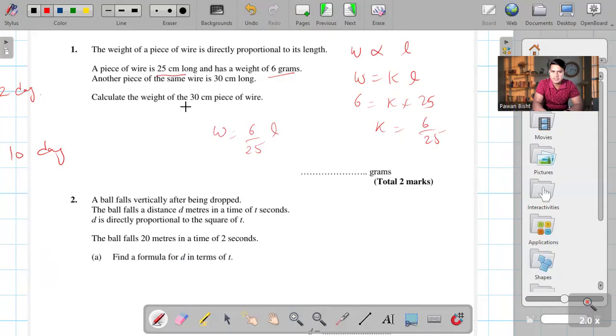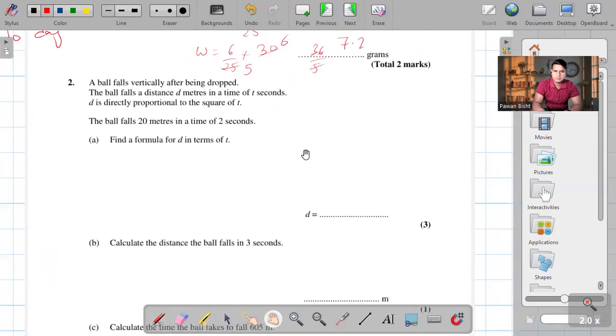Now they say calculate the weight of a 30 centimeter piece of wire. So in place of L you put 30, 6 over 25 times 30. 5 times 5, 5 times 6. So W equals 36 over 5, which is 7.2, right? 7.2 gram. So this is the answer for question number 1. Okay, clear? Now let's see question number 2.